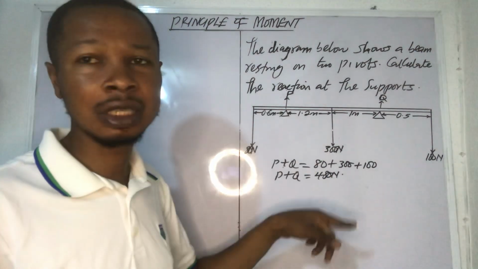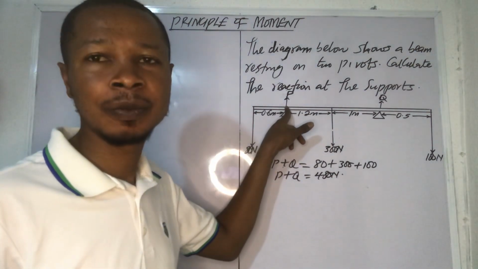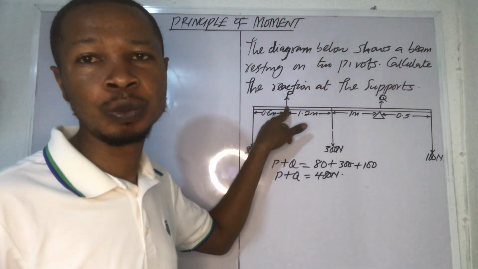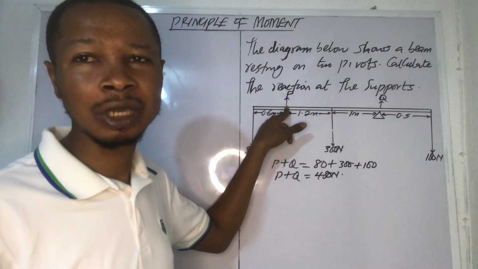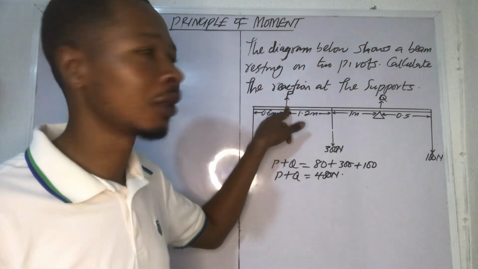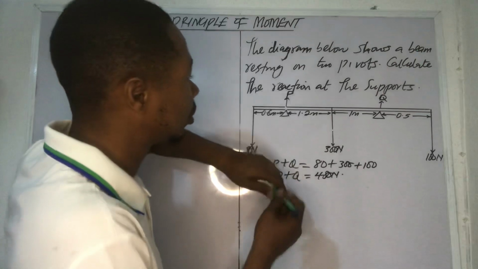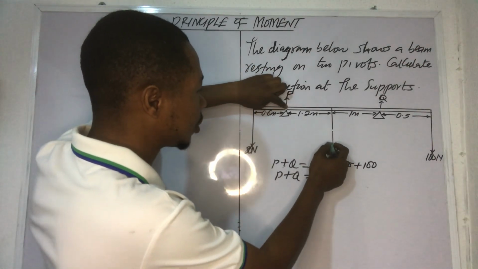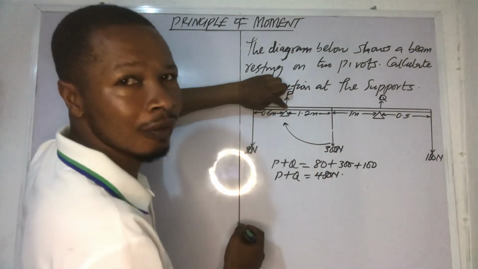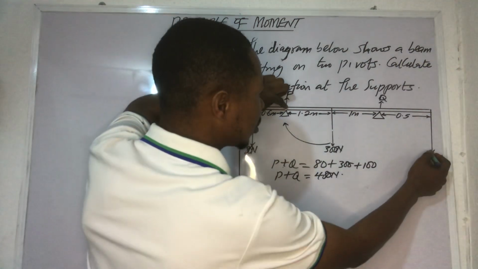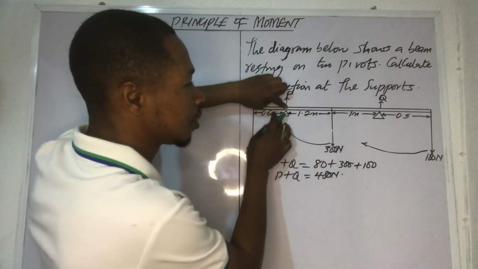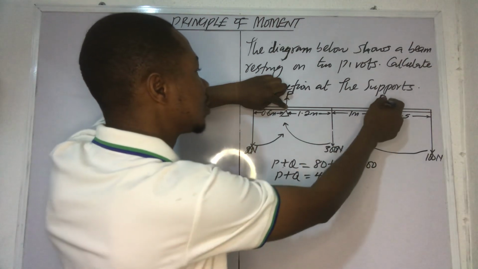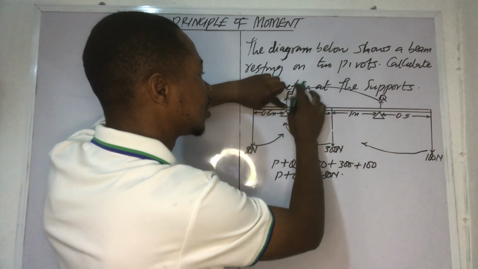Now in this example, I'm taking moment about point Q. And if I'm taking moment about point Q, it means that the reaction at Q will be equal to 0. Then if I'm taking moment about this point Q, how will the forces move? This 300 Newton will move like this, clockwise. This 100 Newton will also move clockwise, to this place. While this 80 Newton will move like this, anti-clockwise. And this Q will also move anti-clockwise.